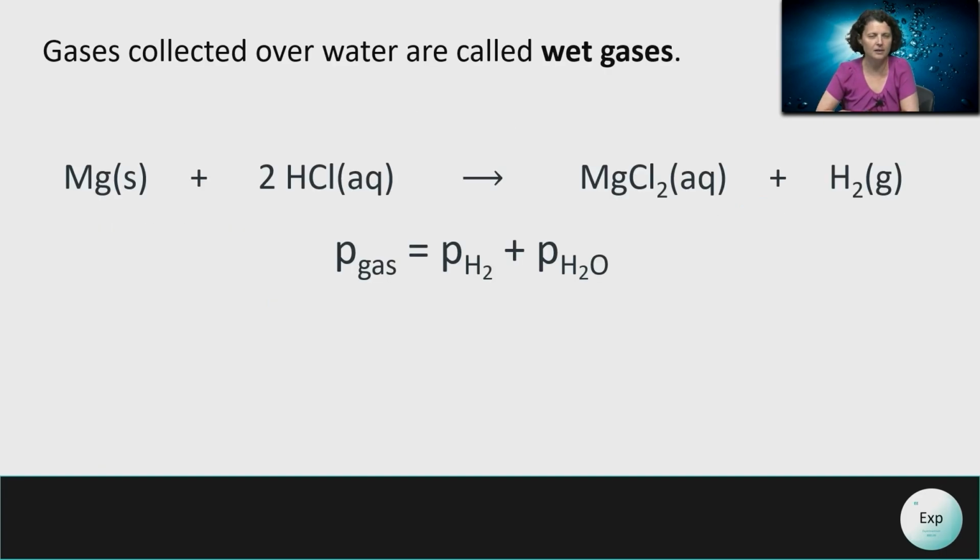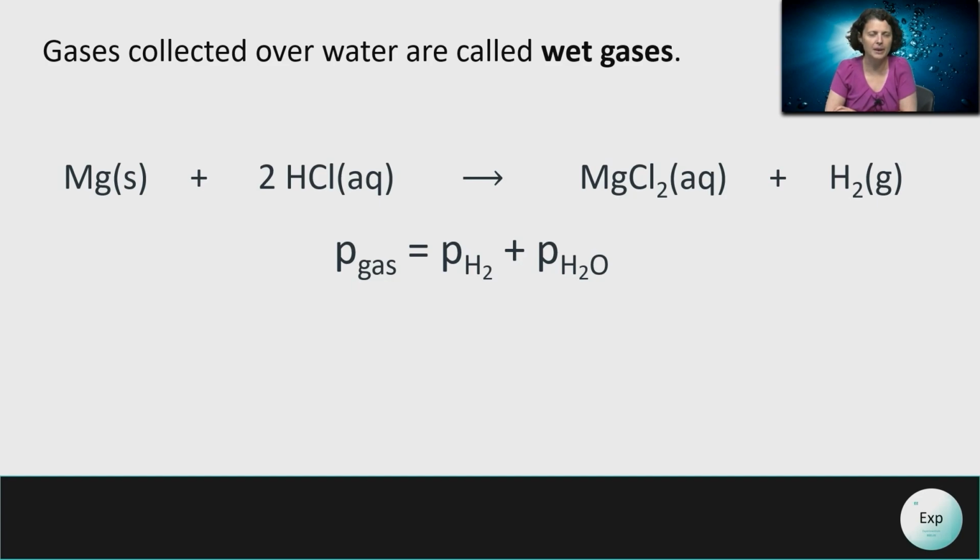Most of the time in the chemistry laboratory, gases are collected over water, and these are called wet gases, which means that it's not just the gas that we're collecting, but we're also capturing some amount of water vapor that naturally occurs under the temperature conditions that exist in the laboratory. The total pressure of the gas will then be the sum of the pressure of the gas that we're generating from the reaction and the pressure exerted by the water vapor at that temperature.